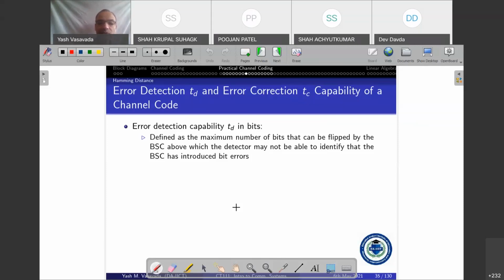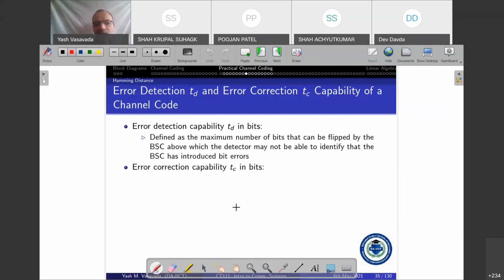The reason why it is not able to identify is because when more than TD bits are in error, a particular transmitted code word can actually turn into some other code word. And in that case, the minimum distance decoder will think that that is the transmitted code word. It doesn't know that the errors are happening.